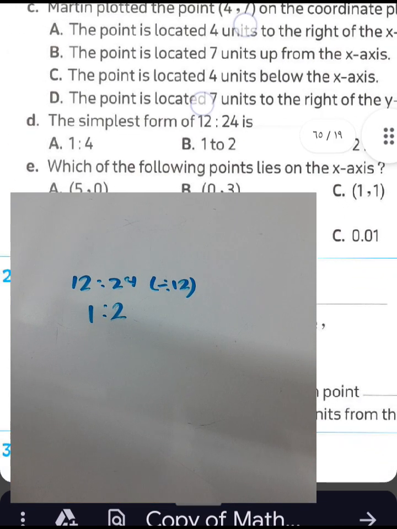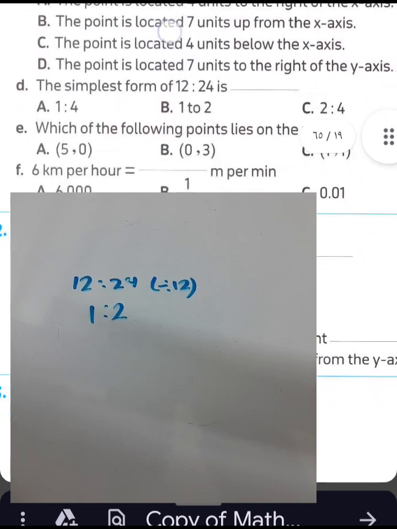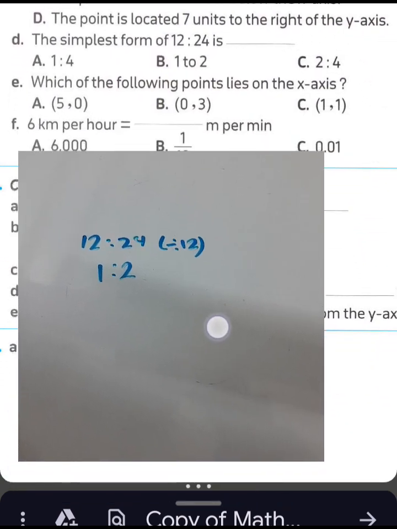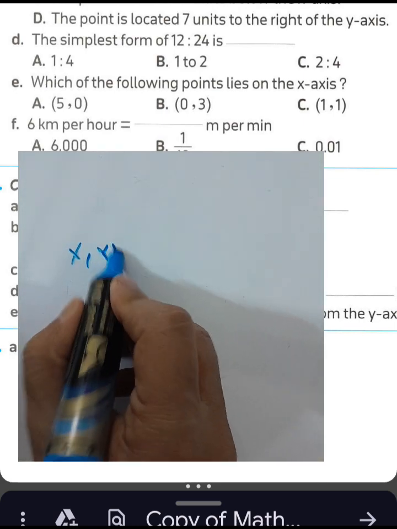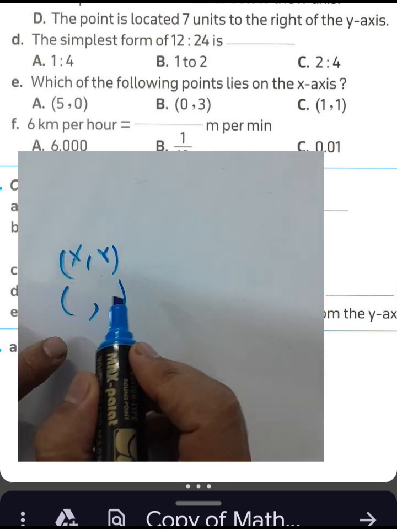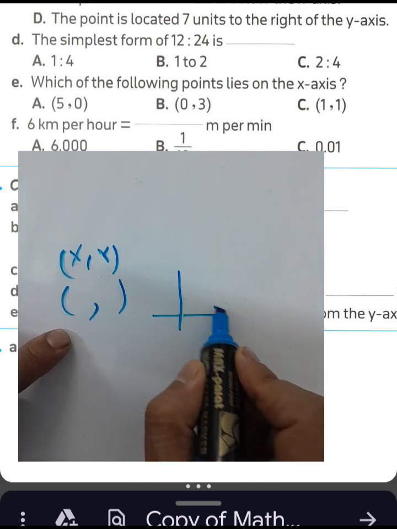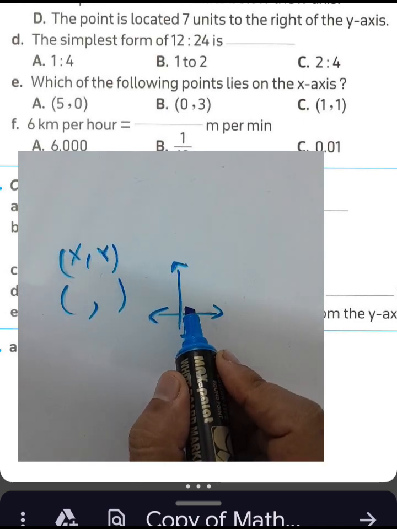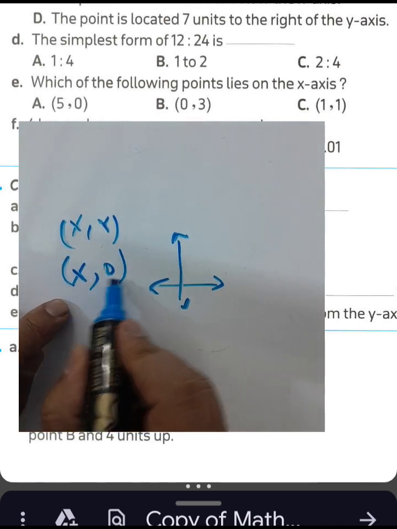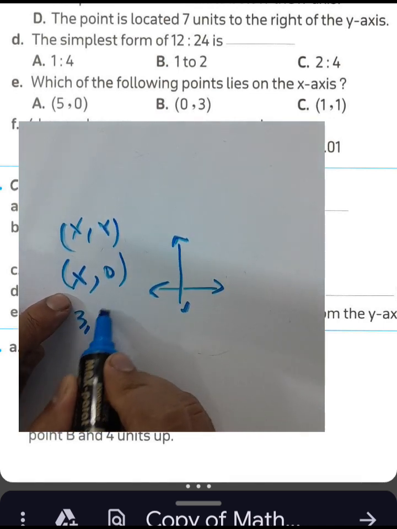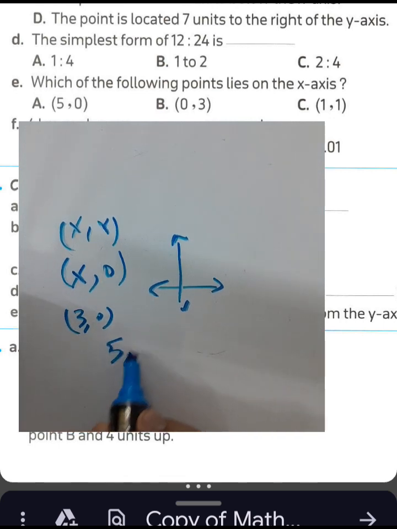Which of the following points lies on the x-axis? Lies on the x-axis, what does it mean? It means y will be equal to 0. Any point that lies on the x-axis, the second coordinate y equals 0. We have x and y. He tells us the point lies on the x-axis, meaning y will be 0. Then the point will be x and 0, such as 3 and 0, 4 and 0, and so on. So you must choose 5 and 0. Choose letter E about question letter E.